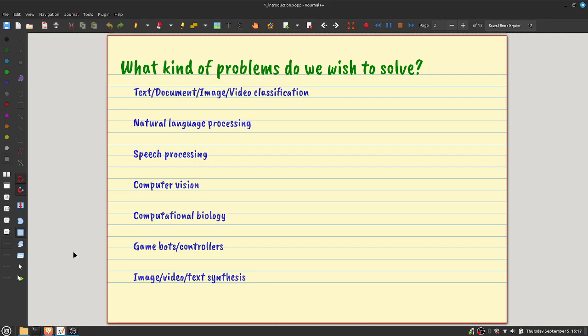Similarly, computer vision. Maybe you're given a video clip and you want to find out exactly where there are humans present. Or you may be given an image, maybe an aerial image, and you want to demarcate which regions correspond to buildings, which regions correspond to vehicles, and which correspond to fields, and so on.